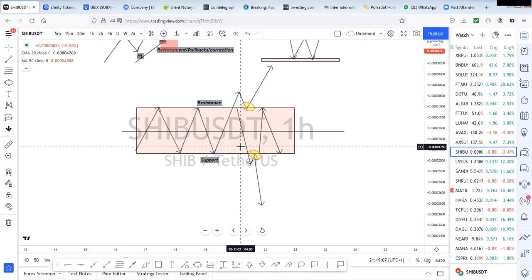So the difference between trending markets and ranging markets is that trending markets tend to move by forming a pattern of higher highs and higher lows in the case of an uptrend. In the case of a downtrend, it is supposed to be lower highs and lower lows. So that's just the difference.